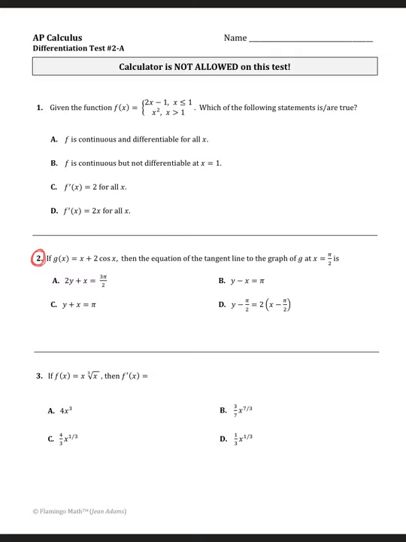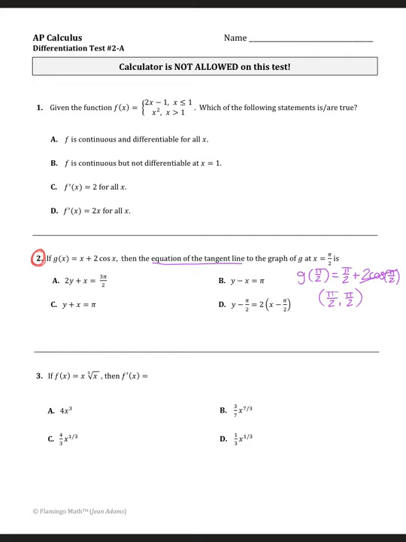If g of x is equal to x plus 2 cosine x, then what is the equation of the tangent line to the graph of g at x equals pi over 2? If you need to write an equation of a tangent line, you need a point and a slope. So first let's find the point. To find the point, you plug in pi over 2 into g. So you would get pi over 2 plus 2 cosine of pi over 2. Well, cosine of pi over 2 is 0, so that cancels out. So your coordinate point is pi over 2, pi over 2.